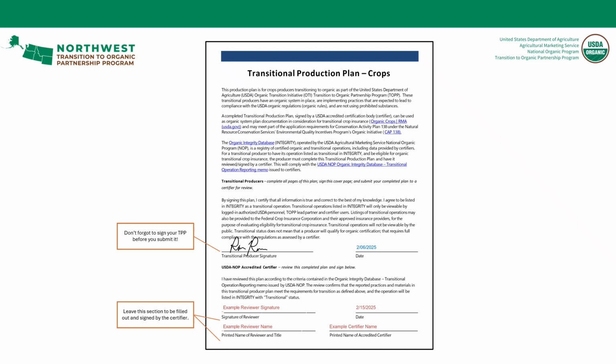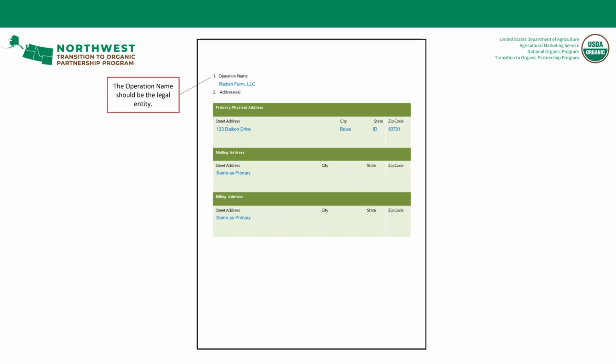The first page of the TPP that requires action is the signature page. Be sure to sign it before you submit your TPP to a certifier for review. Leave the bottom section blank for the reviewer to sign and date. The next page asks for the name and address of your operation. The name of the operation should be the legal entity name. If your operation's physical, mailing, and/or billing addresses are different, be sure to list each one here.